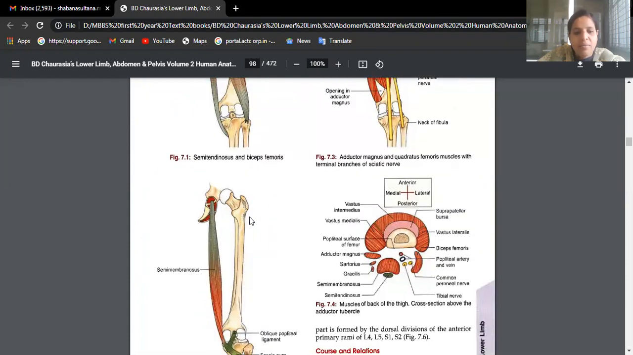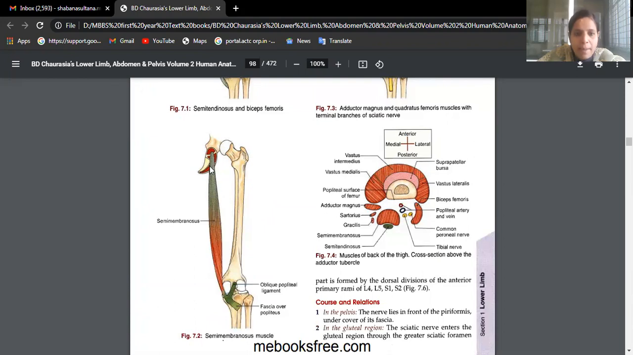Okay. Yes, ma'am. When you see the semitendinosus, it is getting inserted into the upper part of the shaft of the tibia, and the biceps, short and long head, they get inserted into the head of the fibula. Okay. Like that, we are seeing two muscles. Now coming to semimembranosus, it is also coming from the upper part of the ischial tuberosity. Okay, above the oblique line.